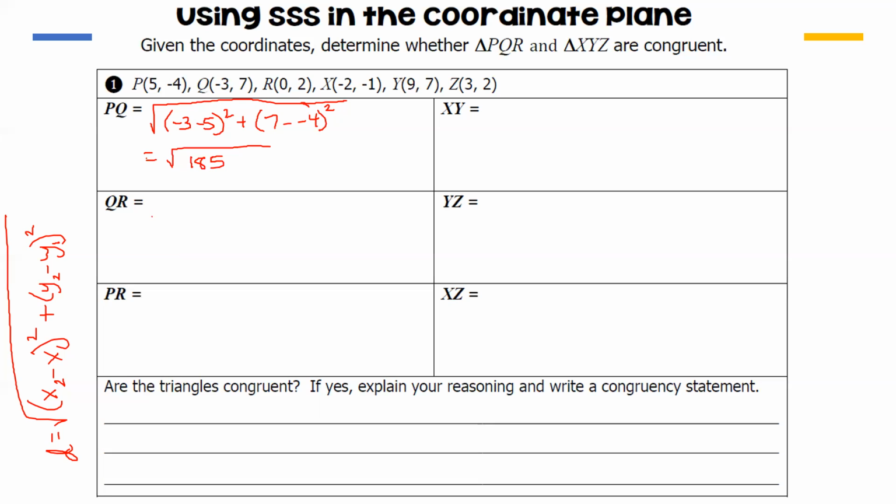So then we're going to find the length of QR. So now we're using (-3, 7) and (0, 2). And we're going to take those numbers and plug them in to our distance formula.